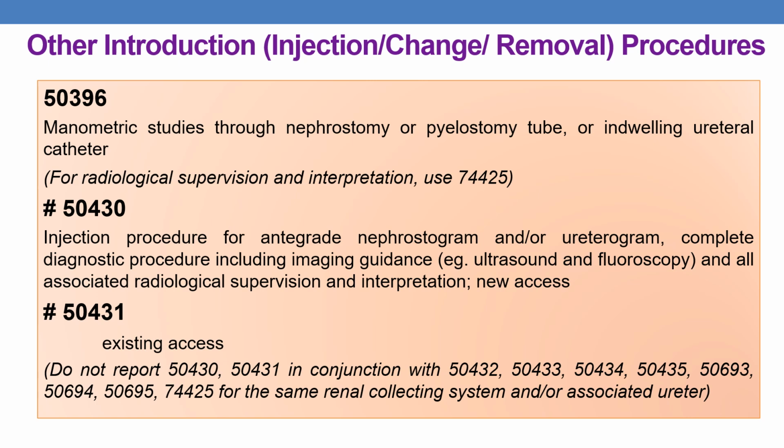The next is 50431. Injection procedure for antegrade nephrostogram or ureterogram for existing access. And do not report 50430 and 50431 in conjunction with 50432, 33, 34, 35, 50693, 694, 695 and 74425 for the same renal collecting system and/or associated ureter.